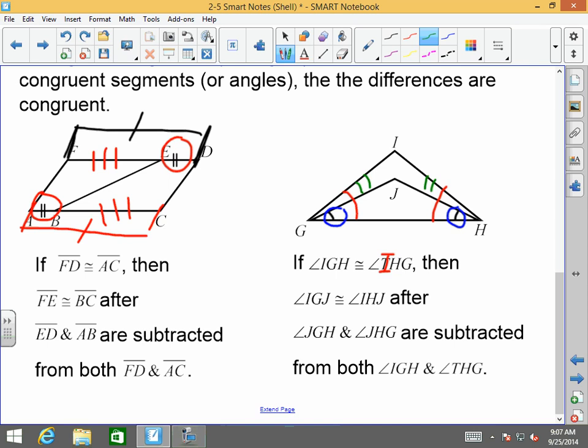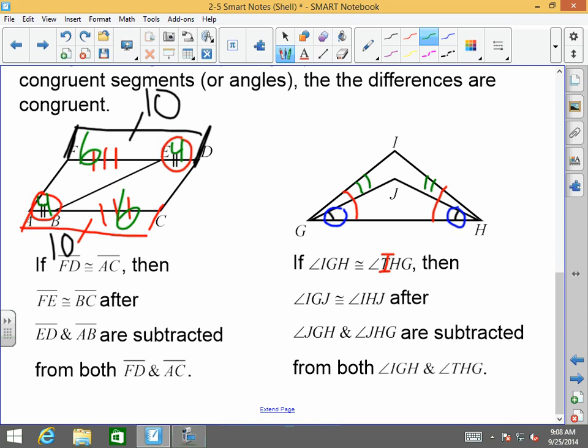numbers on the first one. Okay, yes, sir. If FD is 10, that means that AC is also 10. If ED, for example, is 4, that means that AB is 4. What's 10 minus 4, brother? So that's 6. So that means BC will be congruent to FE. Does that make sense, my man?